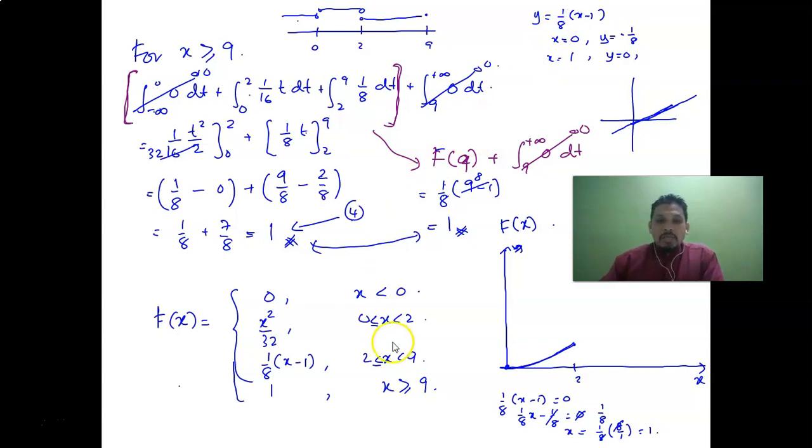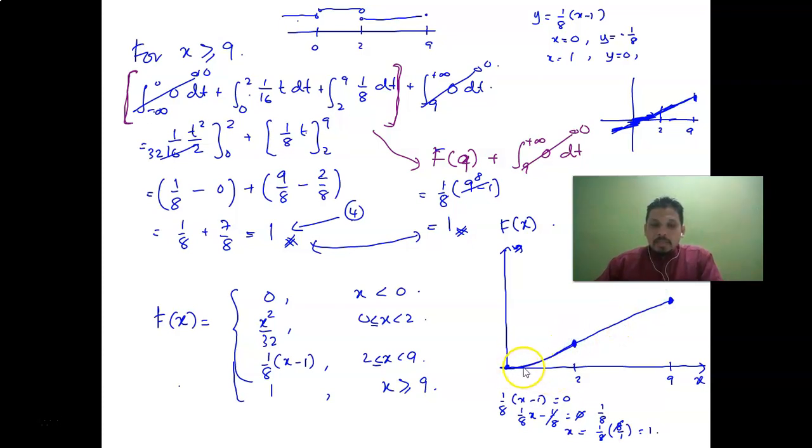But then the domain is only for 2 until 9. So just imagine that we cut this from x equals 2 until 9, until here. So the rest of this we may delete. This is the only graph involved. So then we come with 9 and up here.